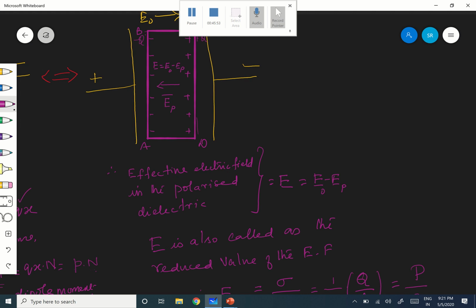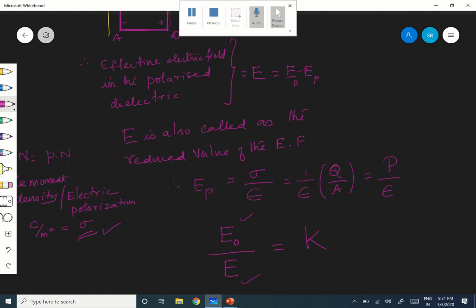And your field E naught will be very strong, definitely. Therefore, your net field will be in the direction of E naught, the applied field. So the ratio of the external, applied electric field and the reduced value of the electric field is a constant, and that constant gives you the dielectric constant of the material of the slab. Are you following? Is it clear?